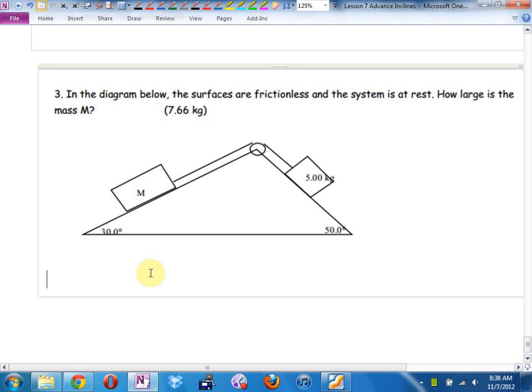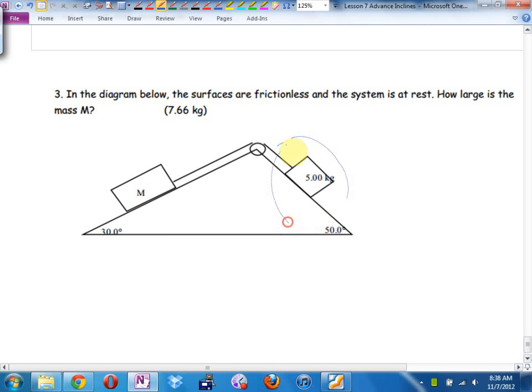So I said to you, Dylan, I'm going to target the 5 kilogram mass, find everything, and I think the key is if I can find tension from over here somehow, I know that's tension over here. I might be able to work my way backwards. I think. So let's see. Let's label the heck out of this.